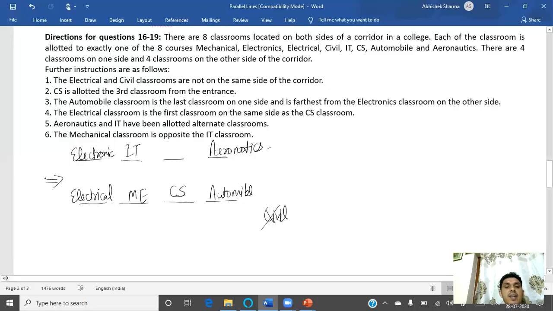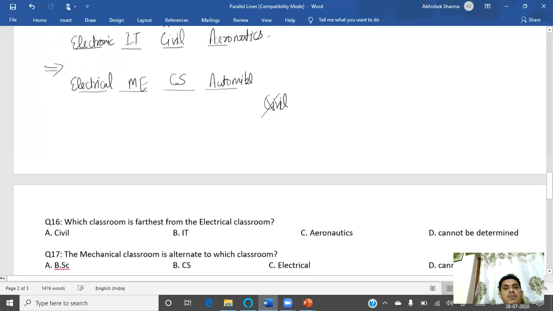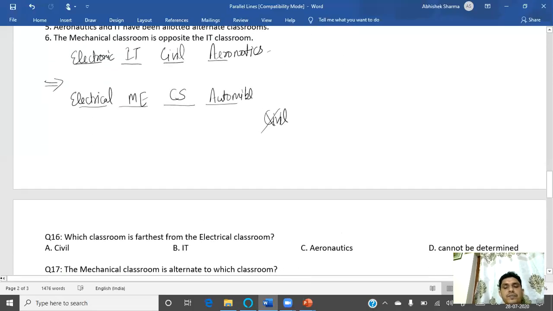Let us search. Mechanical has been done. Electronics done. Electrical, IT, CS, automobile, aeronautics. Okay, let us search once again. Mechanical, electronics, electrical, civil. Civil is remaining. So civil must be here. So friends, this is my final arrangement. And once I have done with the arrangement, I can give the answers.